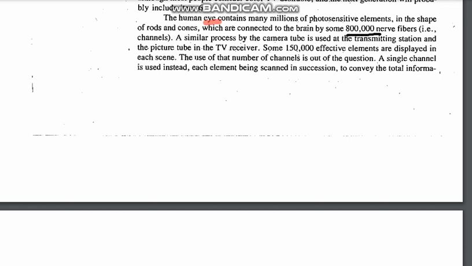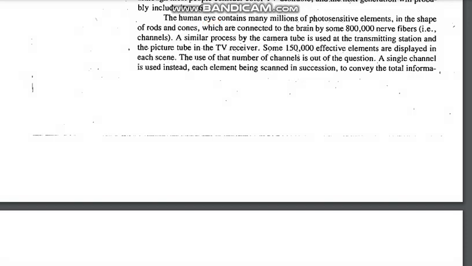Now you can see there are TV receivers, some 150,000 effective elements displayed in each scene. The use of that number of channels is out of the question. A single channel is used instead, each element being scanned in succession to convey the total information.